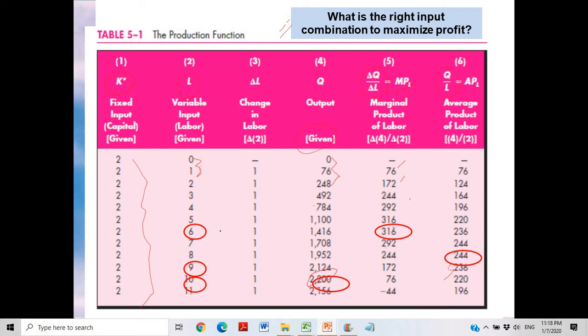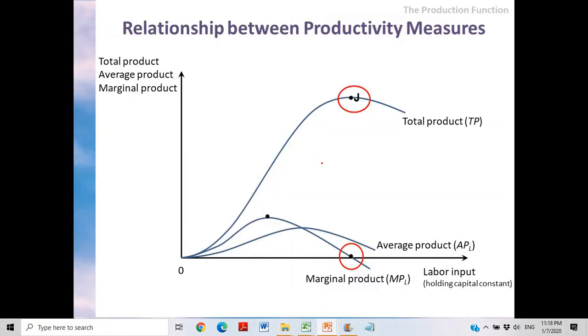So what is the right combination to maximize the profit? Is it at the maximum marginal product? Is it at the maximum output, or is it at the maximum average product? What will be your answer? Before we look at the answer, we look further.